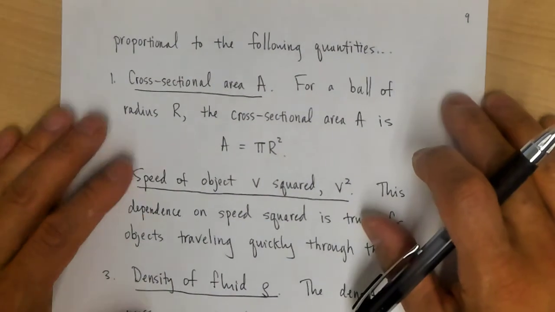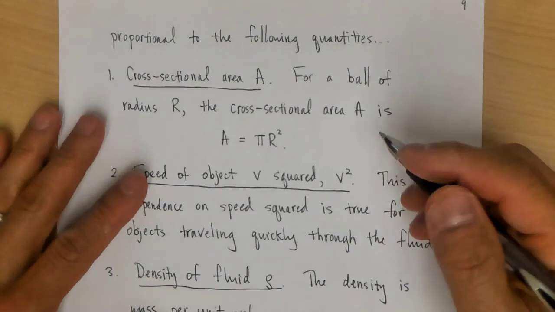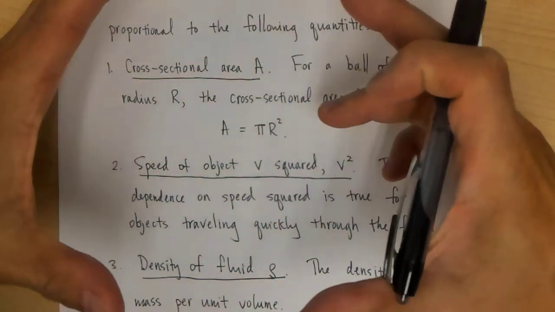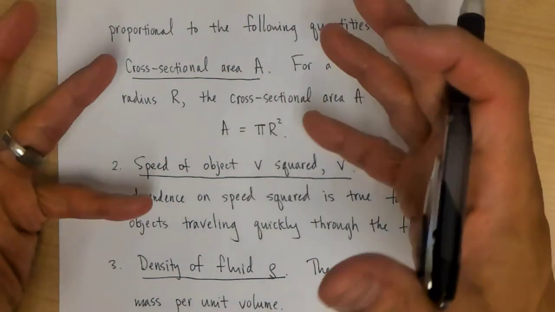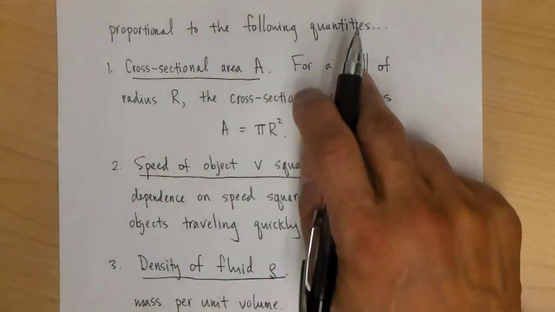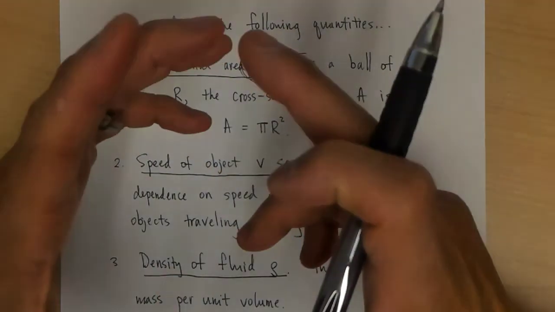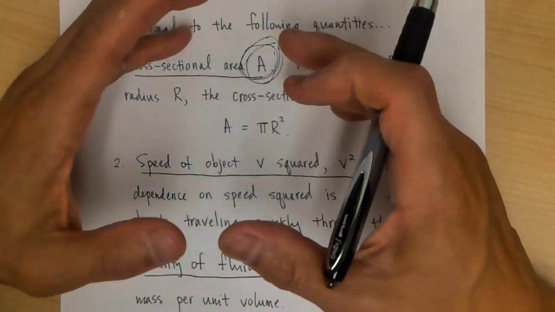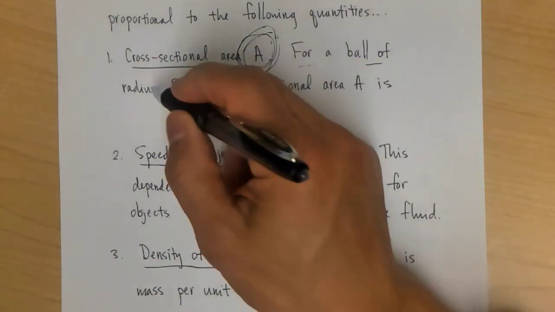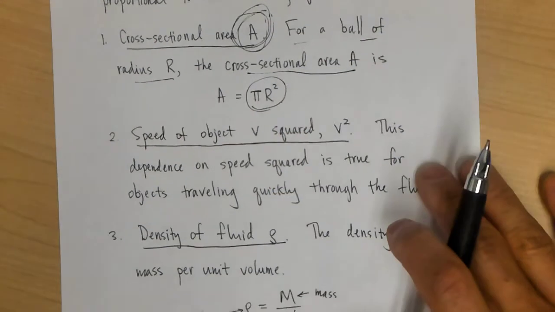So as you could guess, the drag force is proportional to some quantity. I'm going to write down the formula, but I'm trying to motivate some of the things in the formula. The bigger the baseball is in area, the more air it has to push out of the way, so that gives more drag force. So it's proportional to the cross-sectional area, how big of an object it is as seen by the air that's flowing past it. For a ball of radius capital R, the cross-sectional area A is pi r squared.